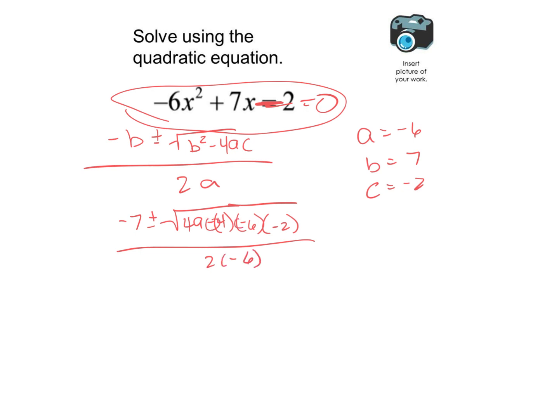All right, this is a negative times a negative times a negative, so I know it's going to be a positive. -7 plus or minus square root 49 plus 6 times 4 is 24. 24 times 2 is 48.